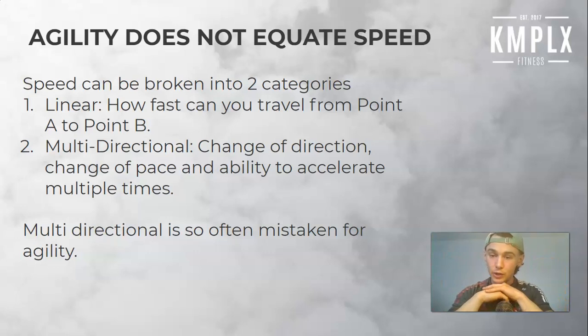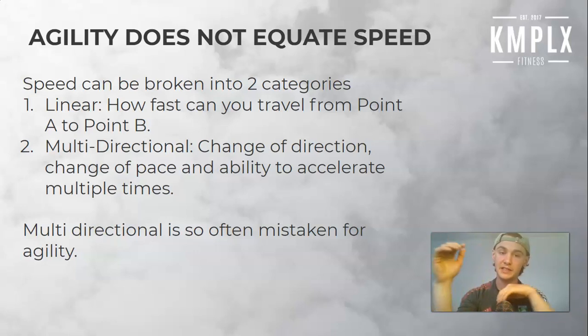The next one is multi-directional. This includes your change of direction, change of pace, and ability to accelerate multiple times. Your shuttle runs, your suicides, your T runs, 5-10-5s, different things like that, where you're changing direction, changing pace, accelerating and decelerating on more than one occasion. So multi-directional speed is so often mistaken for agility.